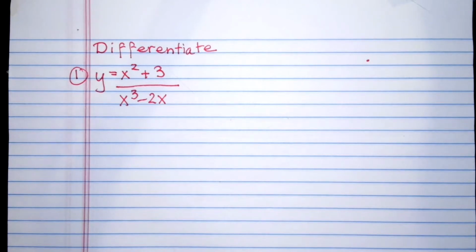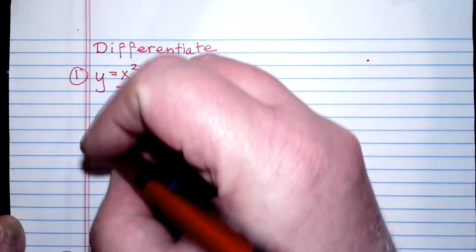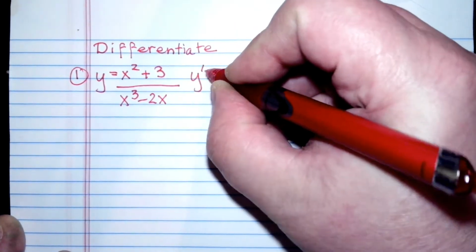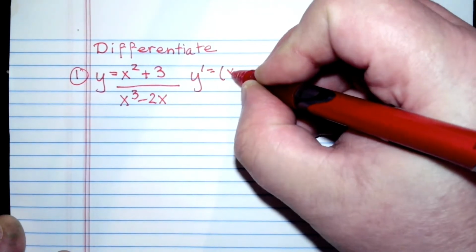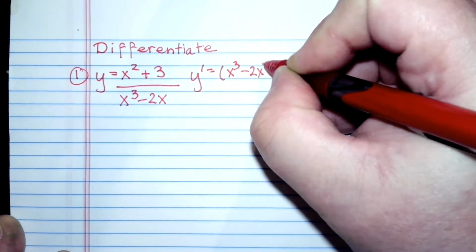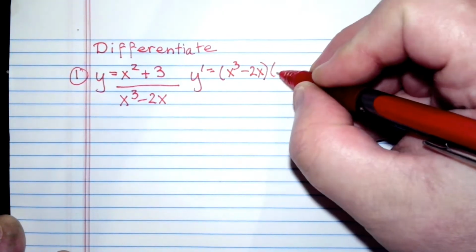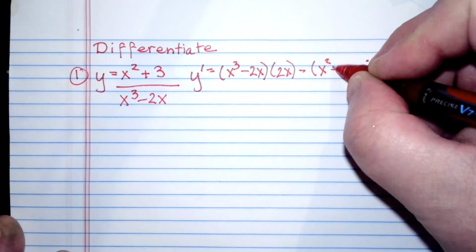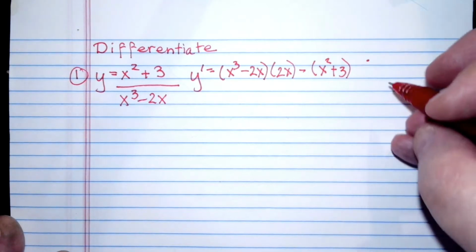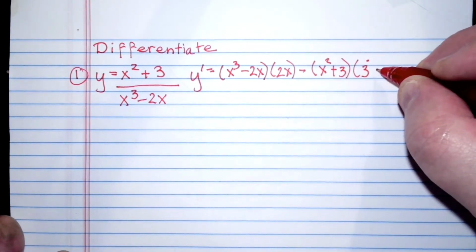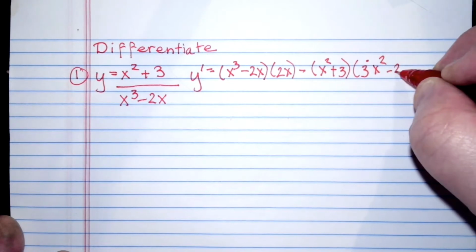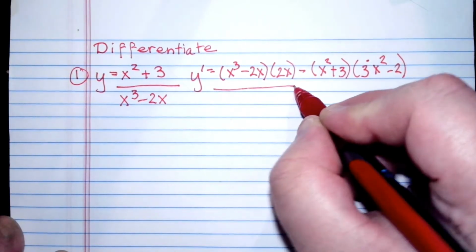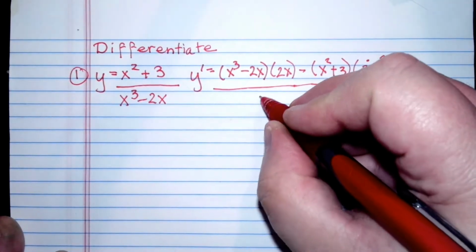So now let's look at an example of a derivative that requires the use of the quotient rule. We have y equals x squared plus 3, divided by x cubed minus 2x. So the derivative is going to be the denominator times the derivative of the numerator, minus the numerator times the derivative of the denominator.